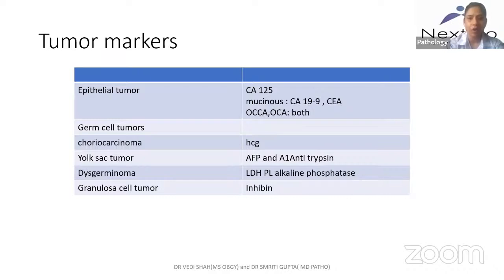Now, having said all of that, tumor markers can be used for a screening purpose, for a diagnosis purpose, for a prognosis purpose, and it can also be used to see recurrence of a tumor after the surgery has been done or after the tumor has been removed. So that is about tumor markers.